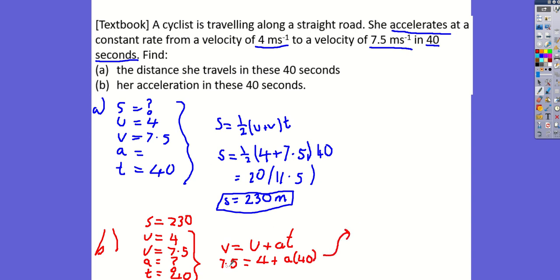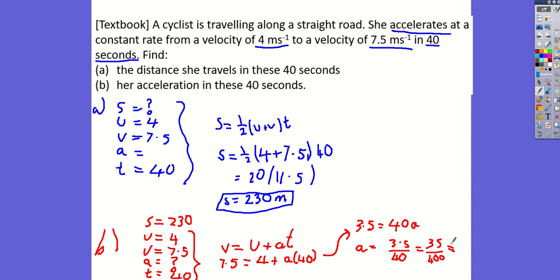So then, a bit of rearranging, I'm going to subtract 4, so 3.5 equals 40 lots of A. And then divide by 40, and you can get your answer, so A is 3.5 over 40. And then I'm going to tidy that up a little bit. I'm going to multiply on top and bottom by 10. So 35 over 400.